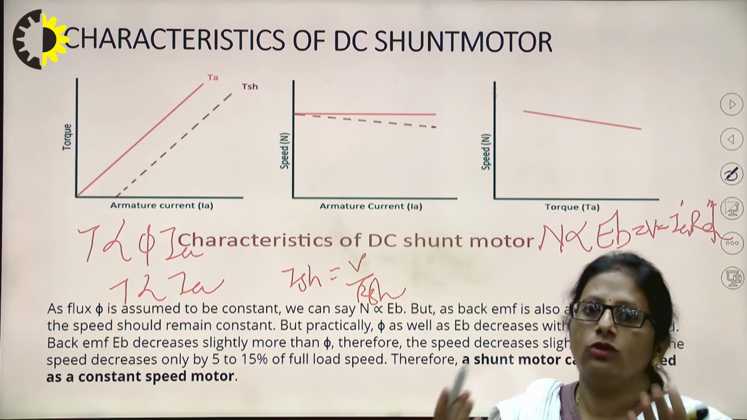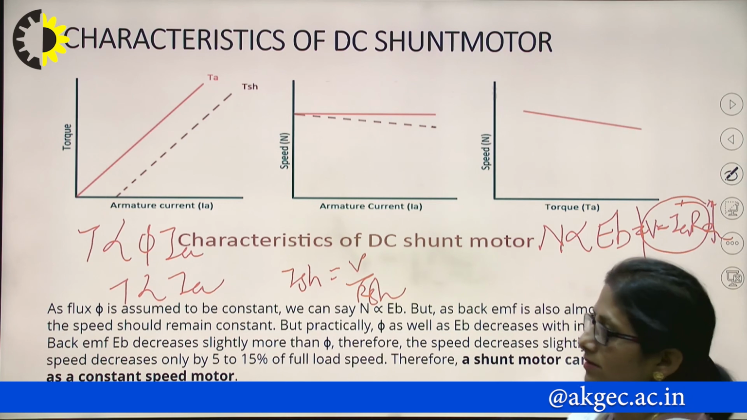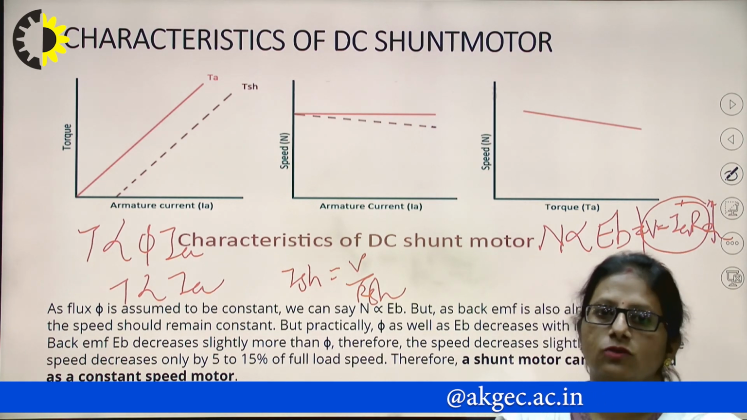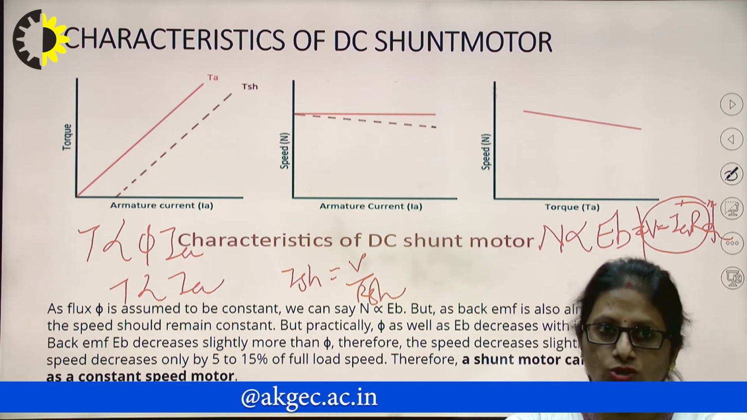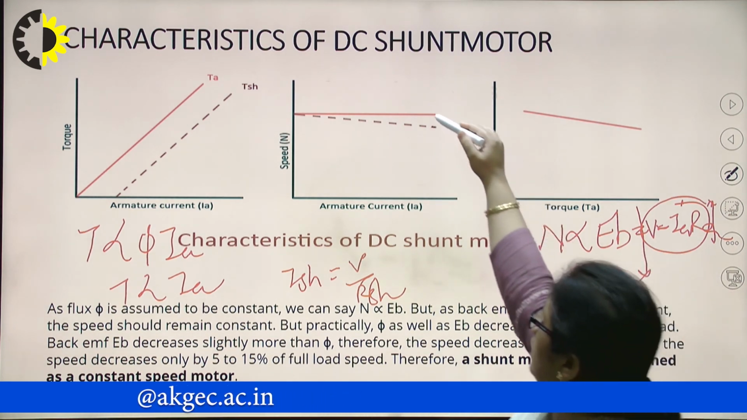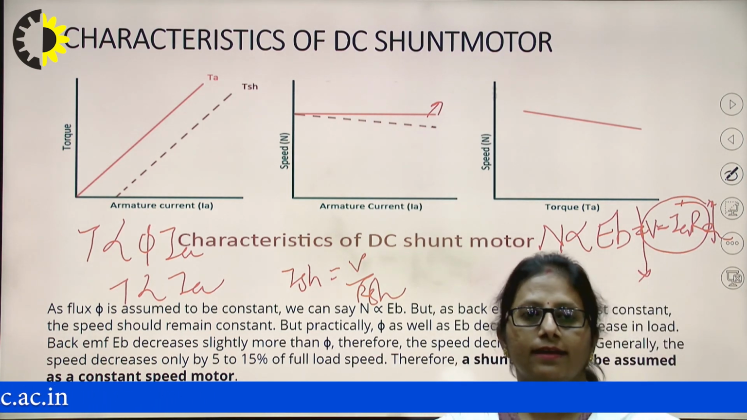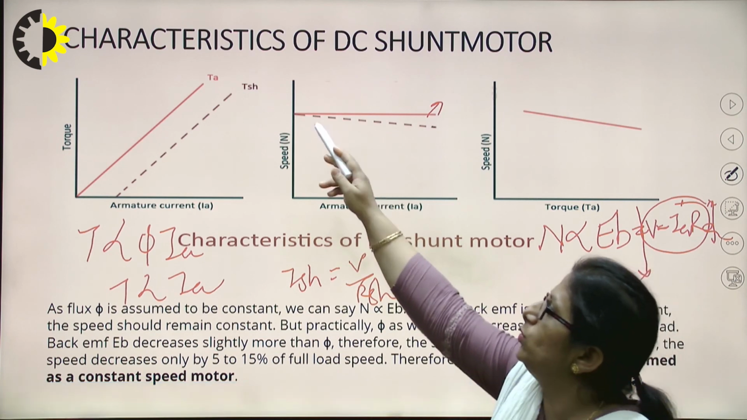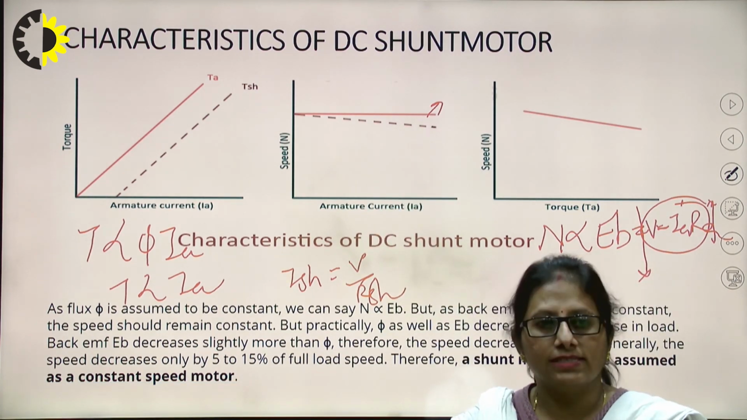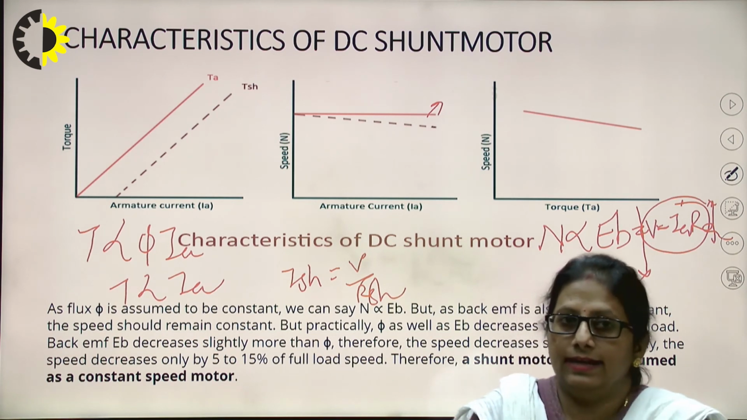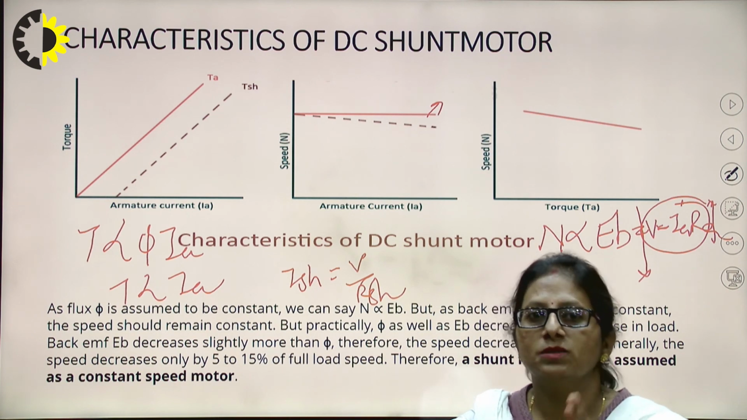If that drop is not very high, obviously V minus IaRa is not going to be much lesser, so the back EMF is not going to decrease much. So the speed is also not going to decrease much. If this is the base speed, given by the straight red line, then with the increase in the armature current I'll have a small drooping characteristic, so it gives you a fairly constant speed, right? That is the characteristic of a DC shunt motor. It gives us a fairly constant speed.